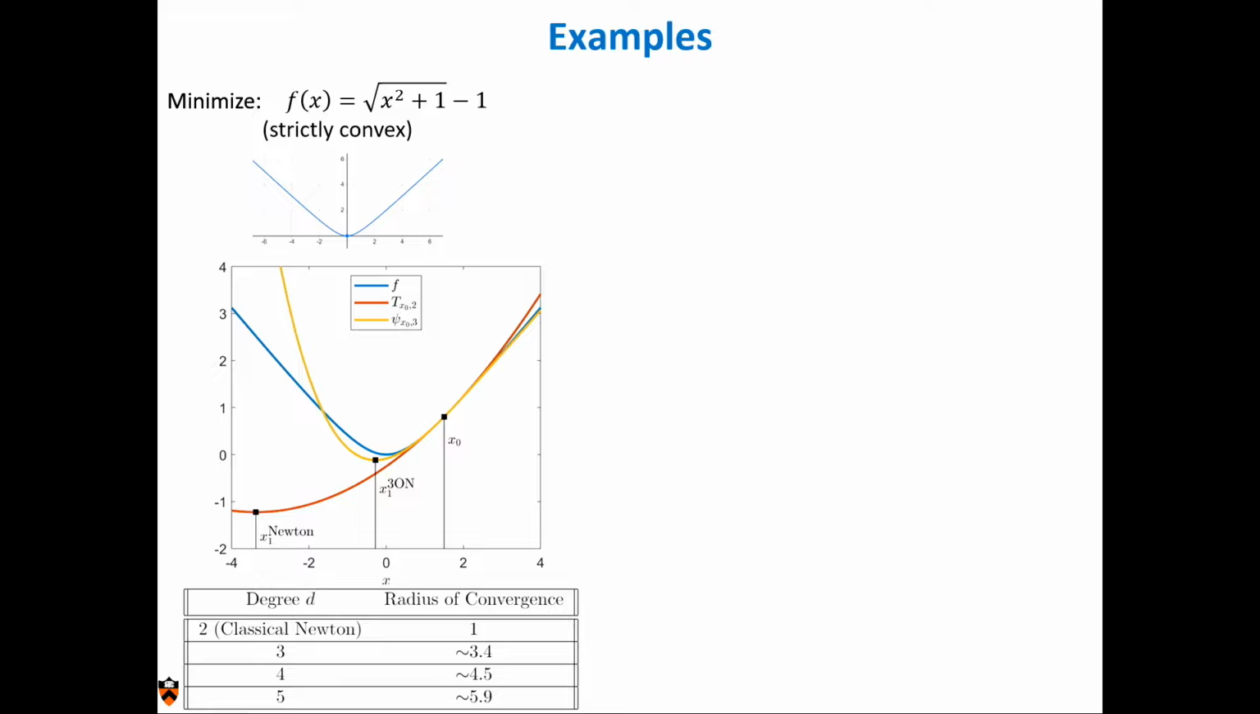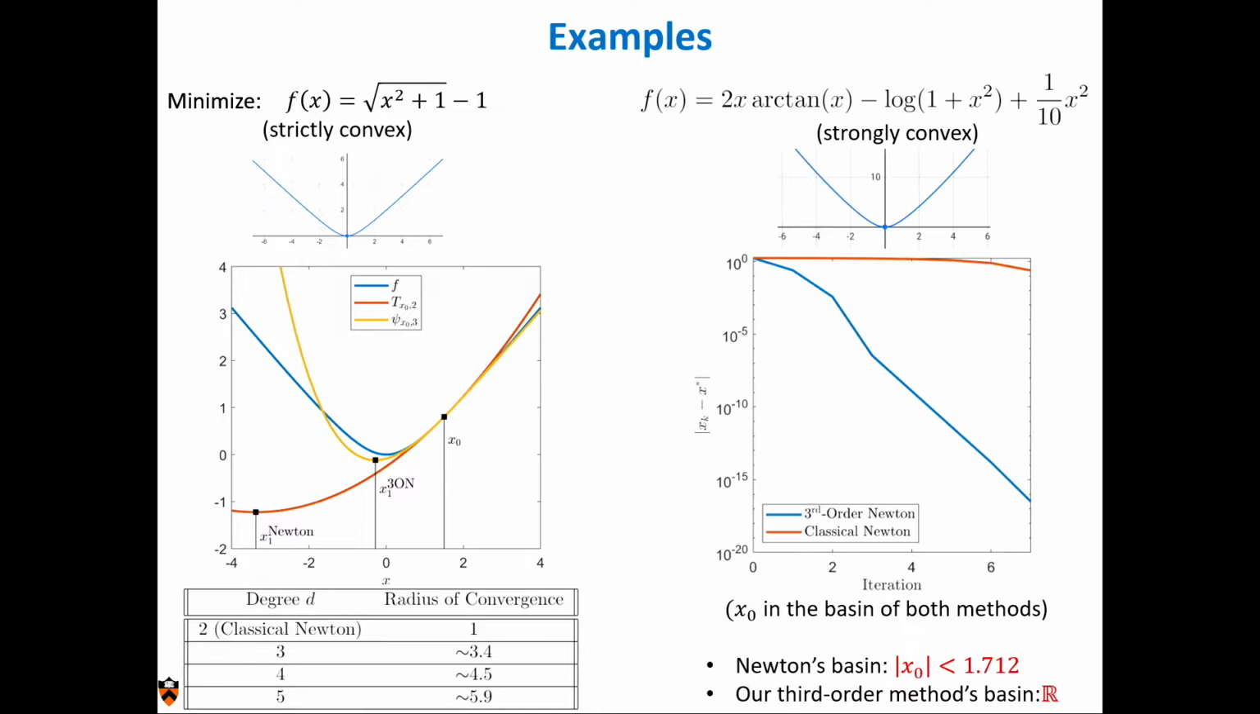So let me just show you some examples. This is a univariate convex function. This is x0. And this is where one iteration of Newton would take you. The yellow function is a third-order Taylor expansion plus a term that makes this SOS convex. So this is an SOS convex polynomial which closely approximates the function. And after one iteration, you see that we're closer to the minimizer. If you compare the size of the basin of attraction, this goes up with the degree. So the larger the degree, the size of the basin is larger.